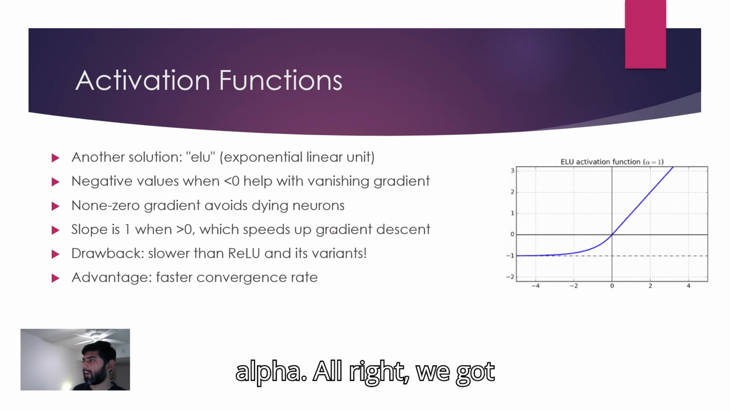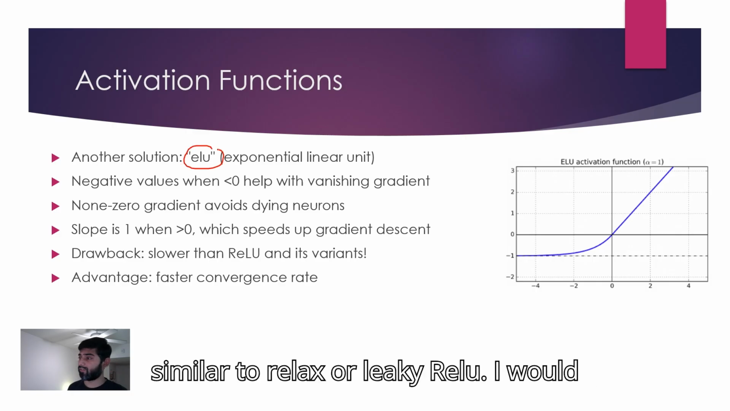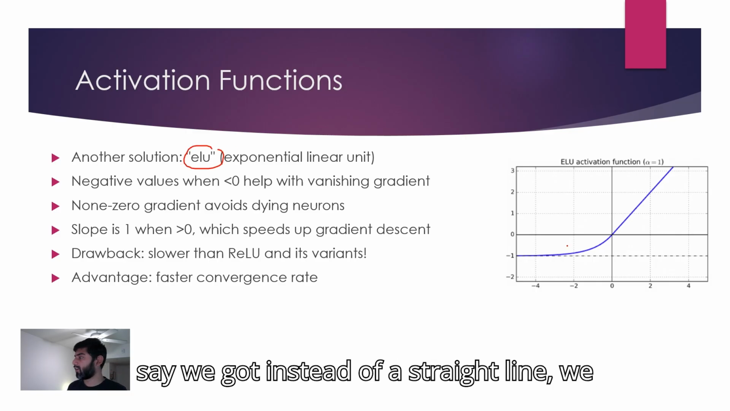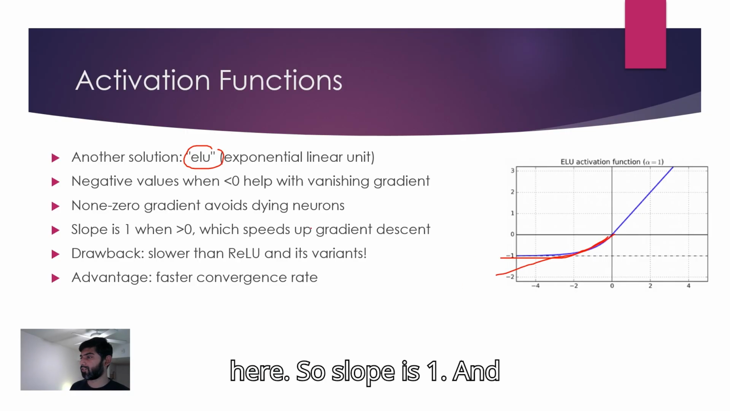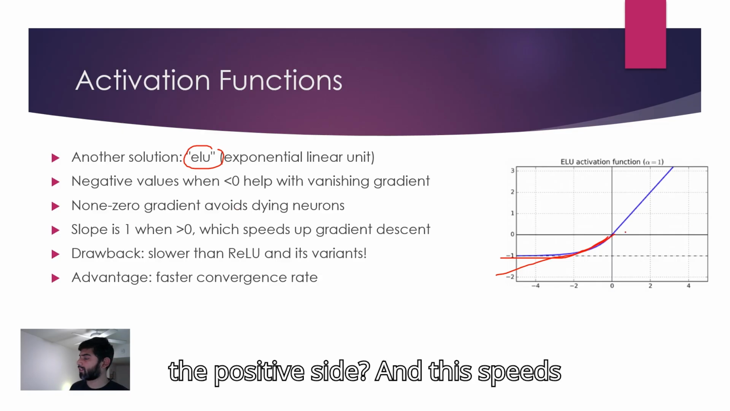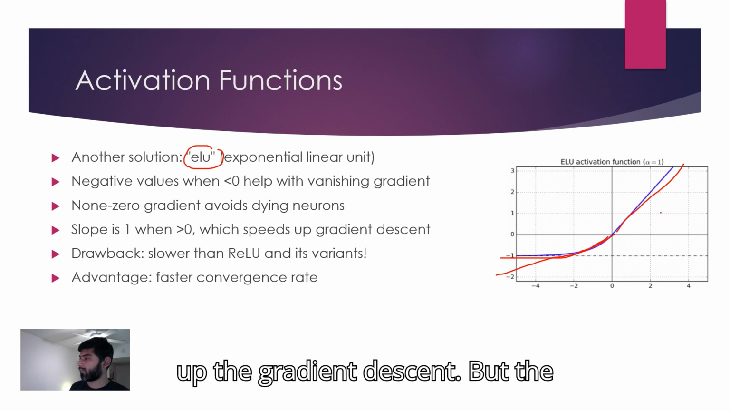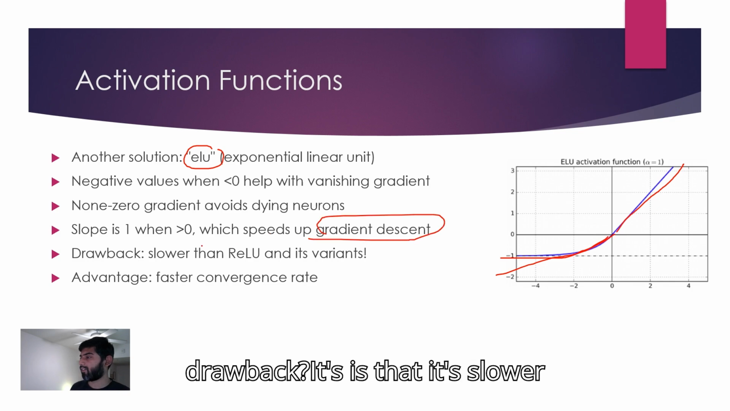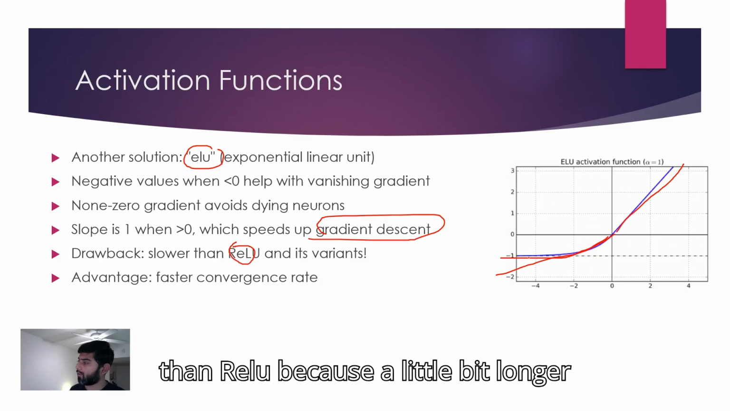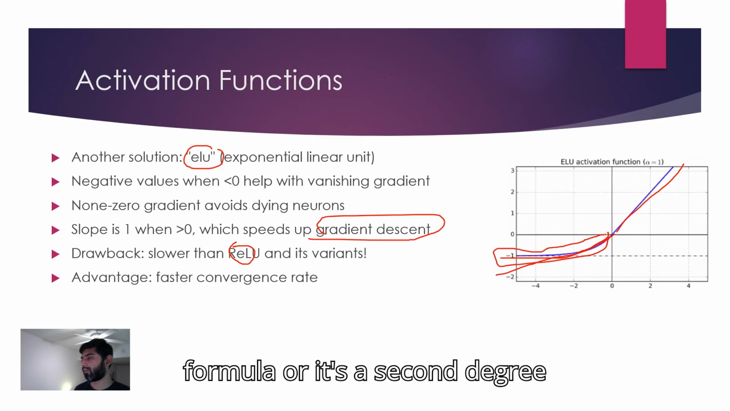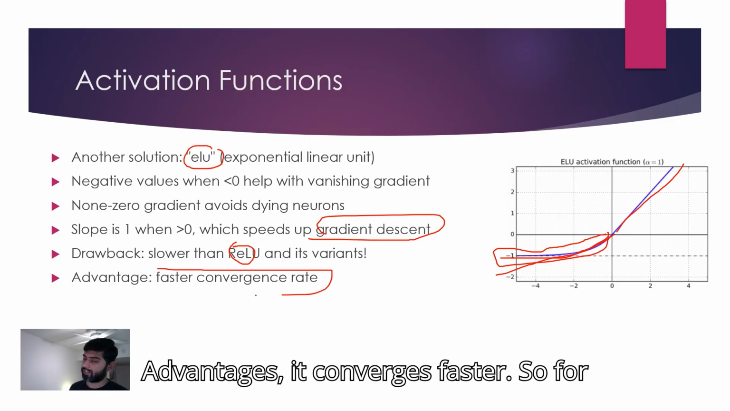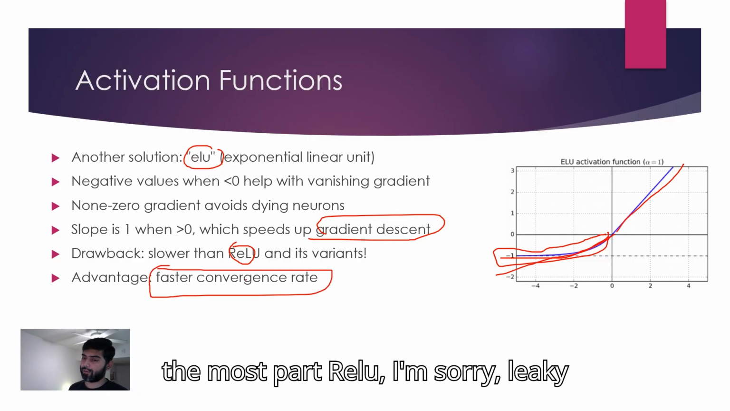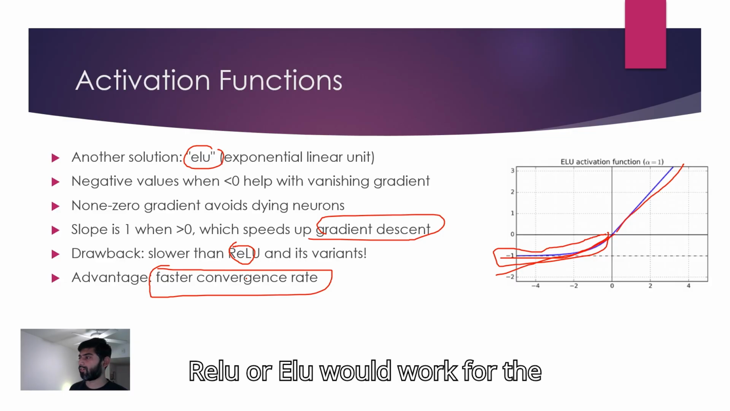All right, we got another activation function which is very similar to ReLU or leaky ReLU, I would say. Instead of a straight line, instead of linear, we got like a parabola here. So slope is 1 on the positive side, and this speeds up the gradient descent. But the drawback is that it's slower than ReLU because it's a little bit longer formula, or it's a second degree polynomial at least. Advantage is it converges faster. So for the most part, leaky ReLU or ELU would work for the most cases.